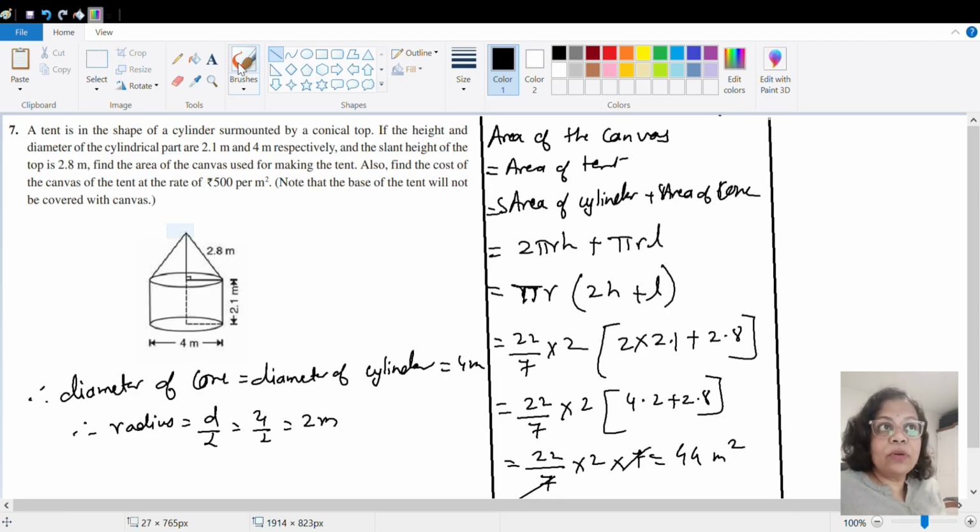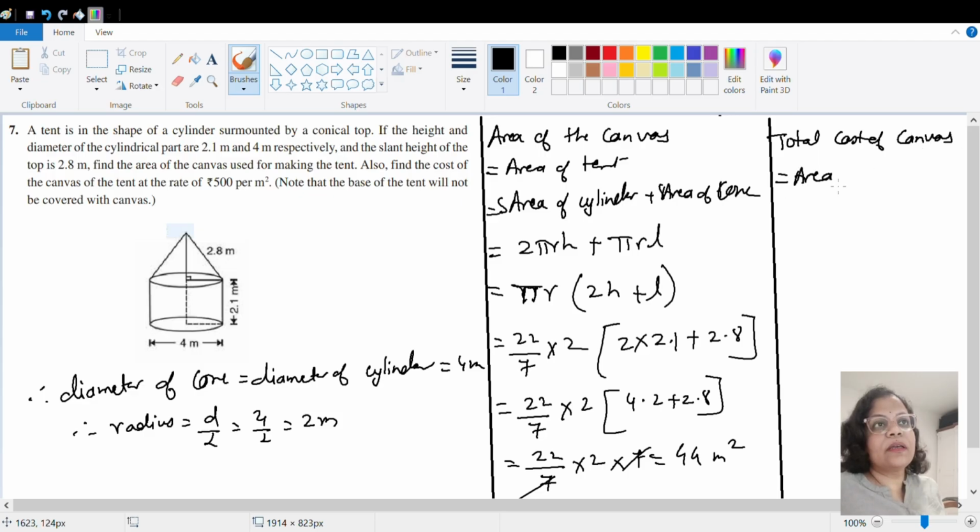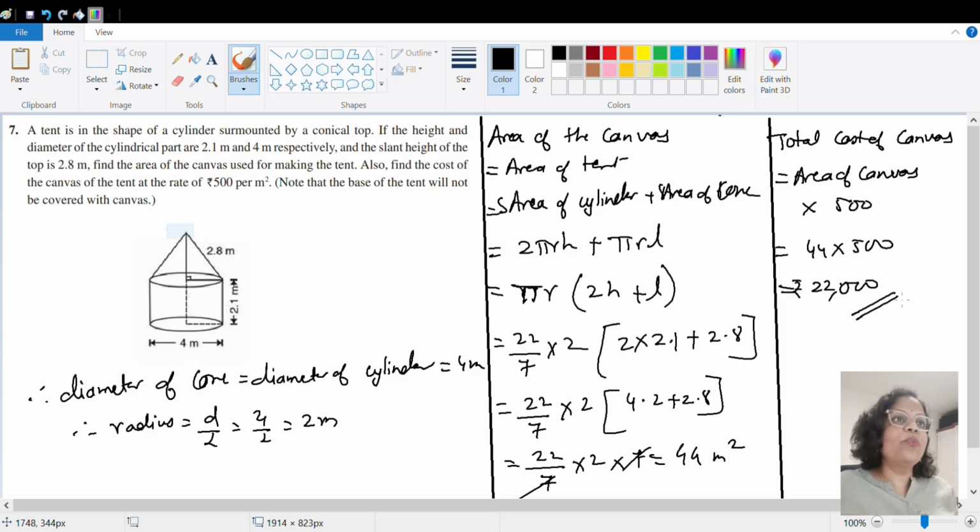And now how do you proceed? As you have learned in lower classes, total cost of canvas is equal to area of canvas into 500 rupees per meter square. So that is 44 into 500. If you do, you will get 22,000 rupees. 22,000 is the final amount. I hope you have understood this. Let us go to question number 8.